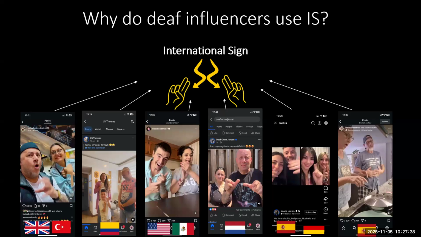So why do deaf influencers use international sign? We've seen an upsurge in the number of deaf influencers, and you can see people from different countries flagged here on the slide. So I was interested in why these individuals were choosing to present themselves using international sign.